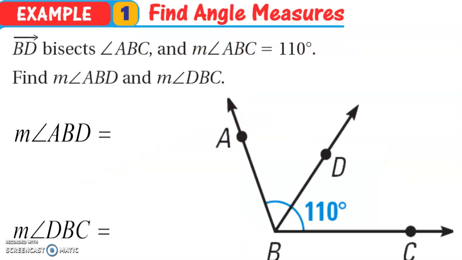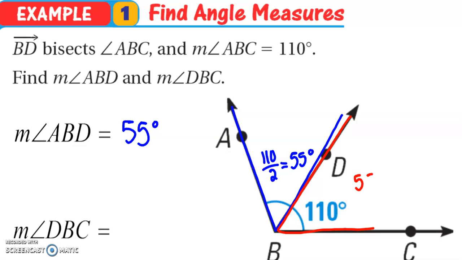So here we have ray BD bisects angle ABC, and the measure of angle ABC is 110 degrees. Notice that the 110 degrees is marking the measure of the whole angle ABC. We want to find the measure of angle ABD. Well, if BD bisects, that means it cuts angle ABC in half. So this measure is going to be 110 divided by 2, which is 55 degrees. And if that half is 55 degrees, then this half, the measure of angle DBC, is also going to be 55 degrees.